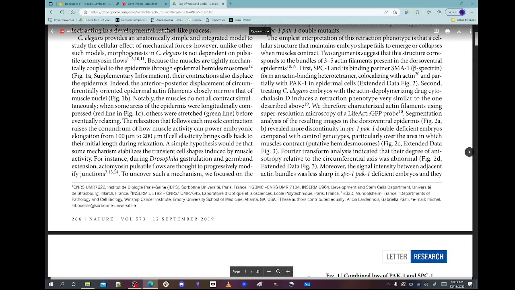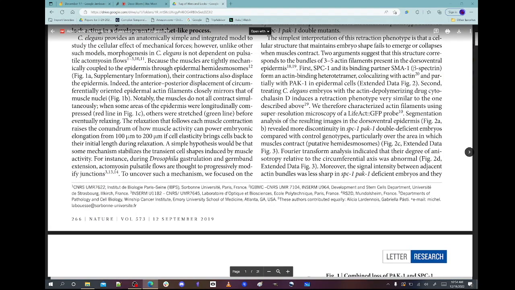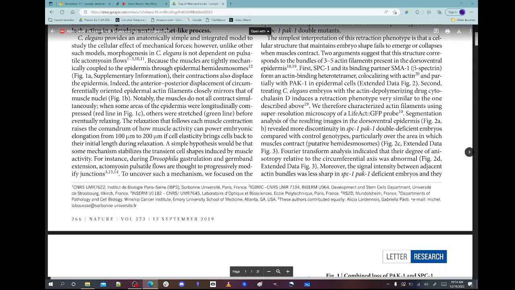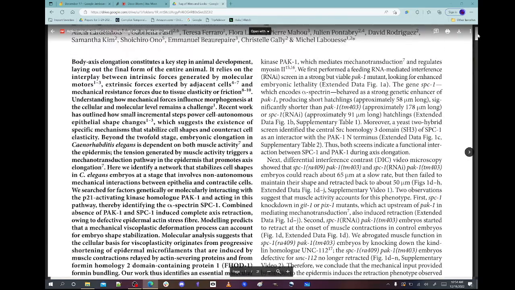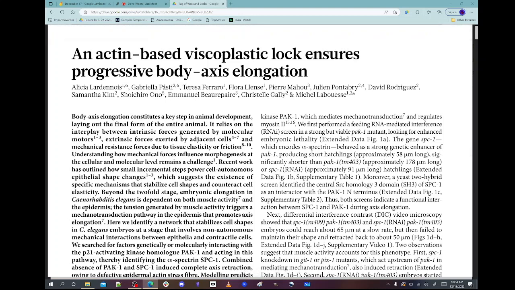For example, during Drosophila gastrulation and germ band extension, which is in Drosophila embryos, a similar process to this. And in fact, Drosophila embryos have a longer germ band than C. elegans by far. And so they do this sort of stretching process. Actomyosin pulsatile flows are thought to progressively modify junctions. To uncover such a mechanism in C. elegans, we focused on the kinase PAK1. So this is actually something that's mediating mechanotransduction and regulating myosin 2, which is the muscular aspect here.